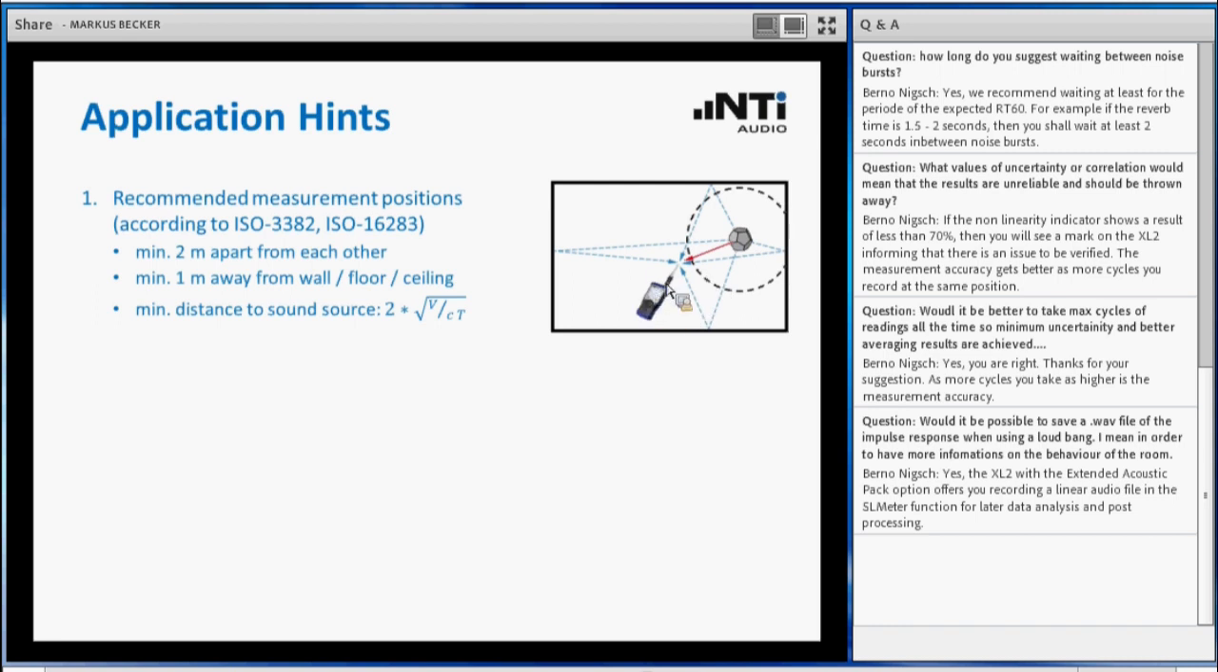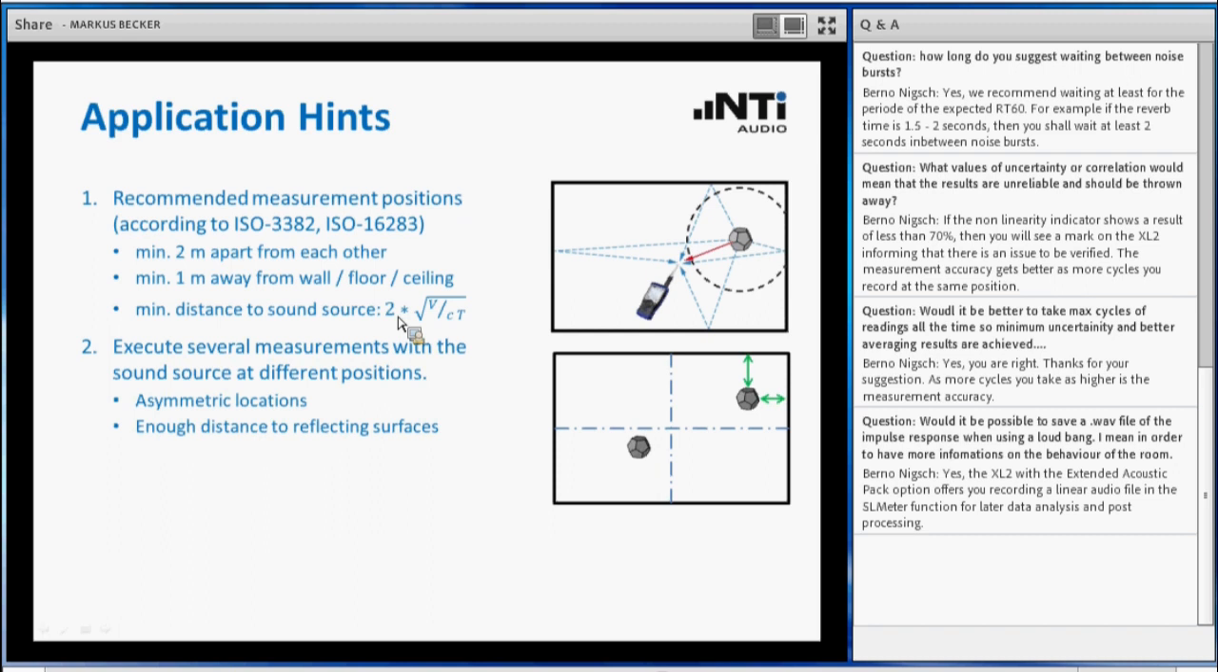And if you want to calculate that distance, you can apply this formula. So you have to take the volume of the room and you have to divide it through the speed of sound expressed in meter per second multiplied by the reverberation time. Then you take the root square out of that and you multiply it by 2. But if that is too complex for you to do on the spot, or if you do not know the exact volume of the room, for instance, just keep in mind several meters distance between the signal source and the measuring microphone is what is recommended, and then you are on the safe side.